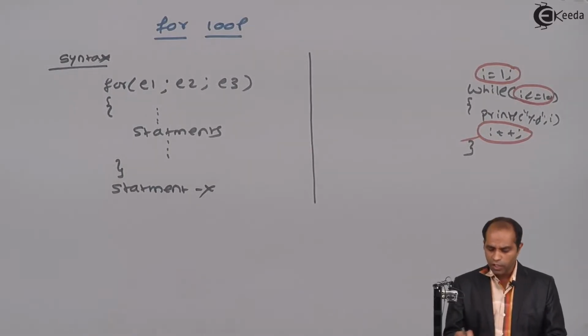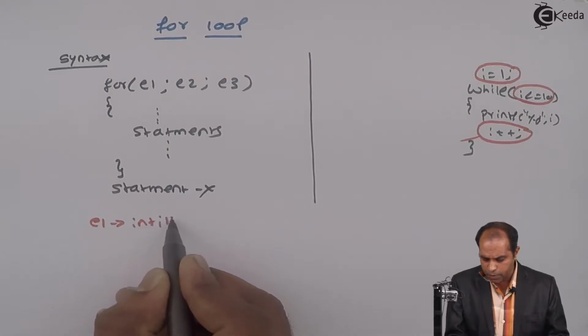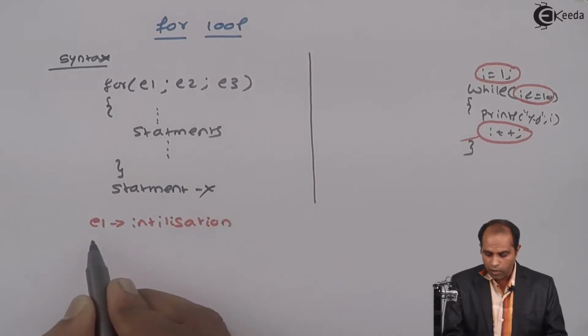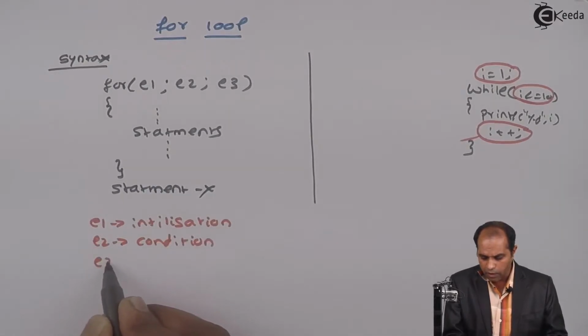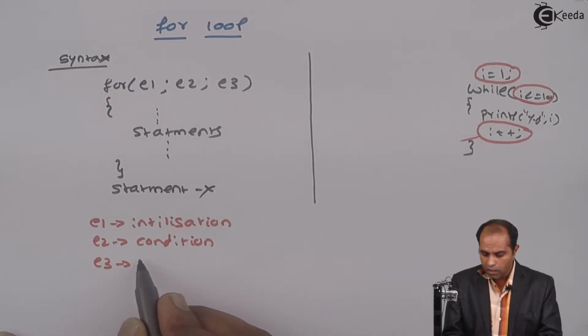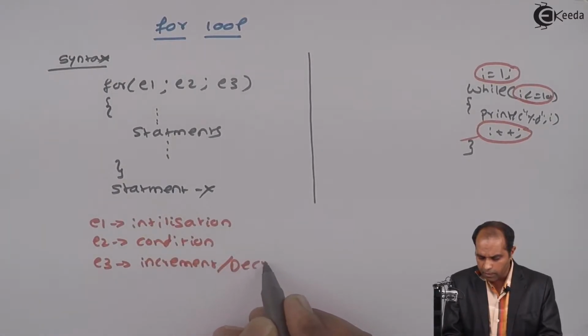So here your E1 is generally an initialization expression, your E2 is a condition, and your E3 is an increment/decrement expression.